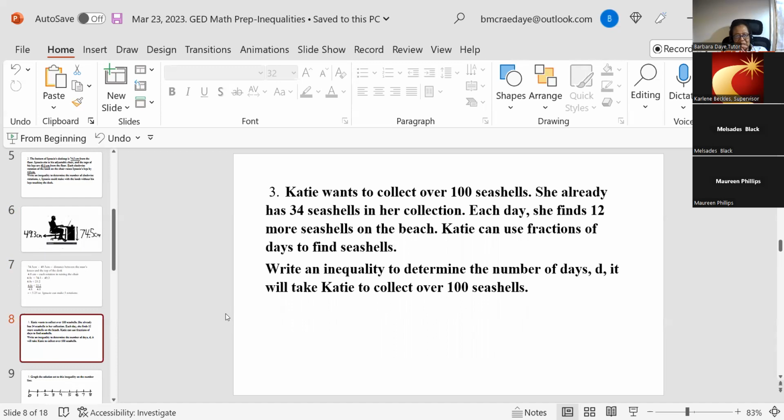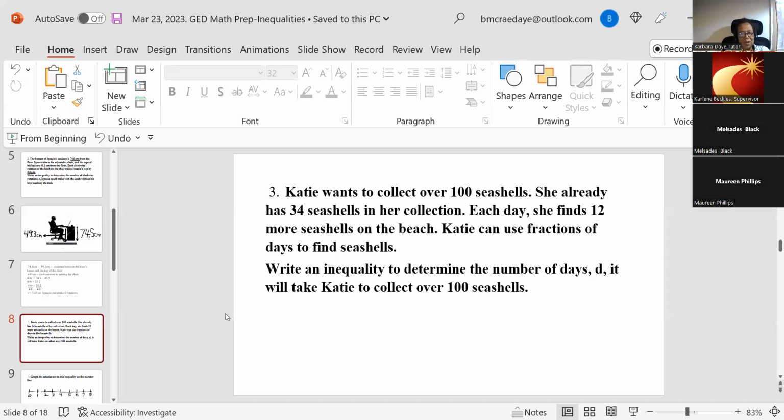Mercedes, you want to read it? Oh, what is this? Kathy wants to collect over 100 seashells. She already has 34 seashells in her collection. Each day, she finds 12 more seashells on the beach. Kathy can use fractions of days to find shells. Write an inequality to determine the number of days, D, it will take Kathy to collect over 100 shells.